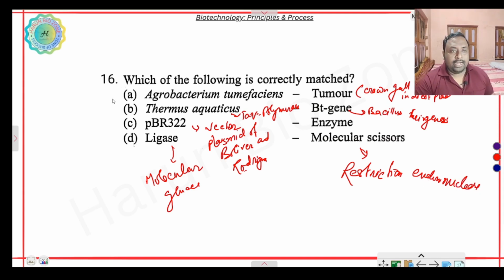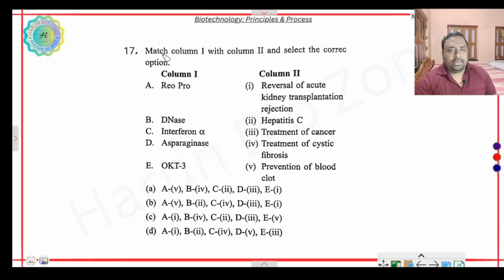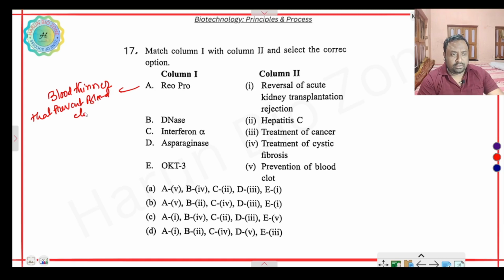The correct option is Agrobacterium tumefaciens that causes tumor or crown gall disease, especially in dicot plants. Match column 1 with column 2. First, Riopro. What is Riopro? Riopro is a blood thinner that prevents blood clots. So Riopro is the prevention of blood clots.